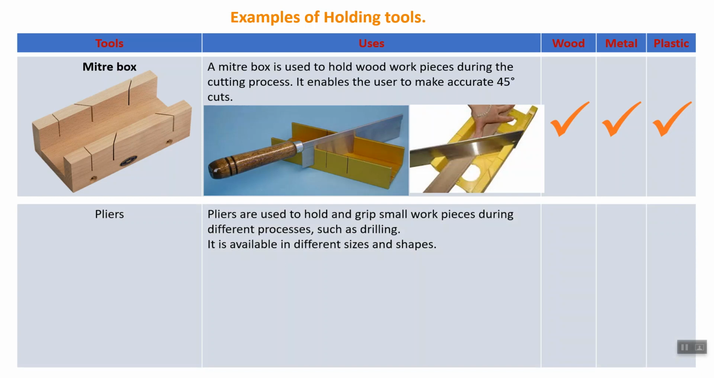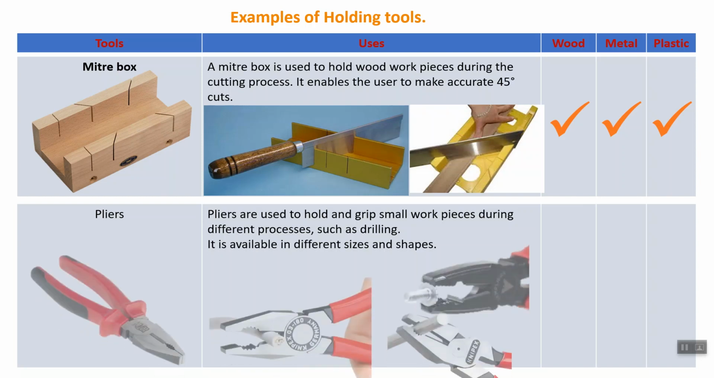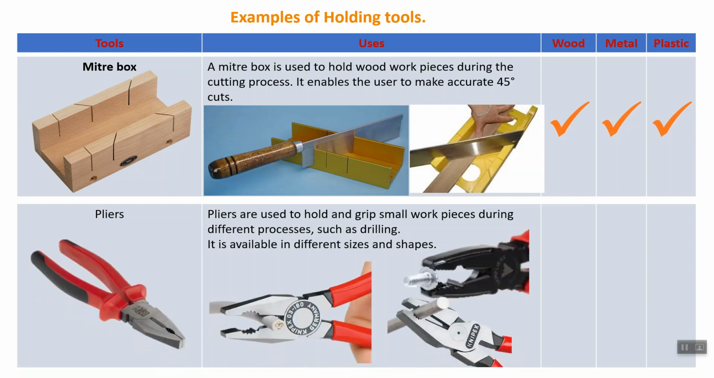So then we have the pliers. Sometimes we call it pincers, but generally we call it pliers. They are used to hold and grip small workpiece during different processes such as drilling. It is available in different sizes and shapes. Okay, it is used for onto wood, metals, or plastics.